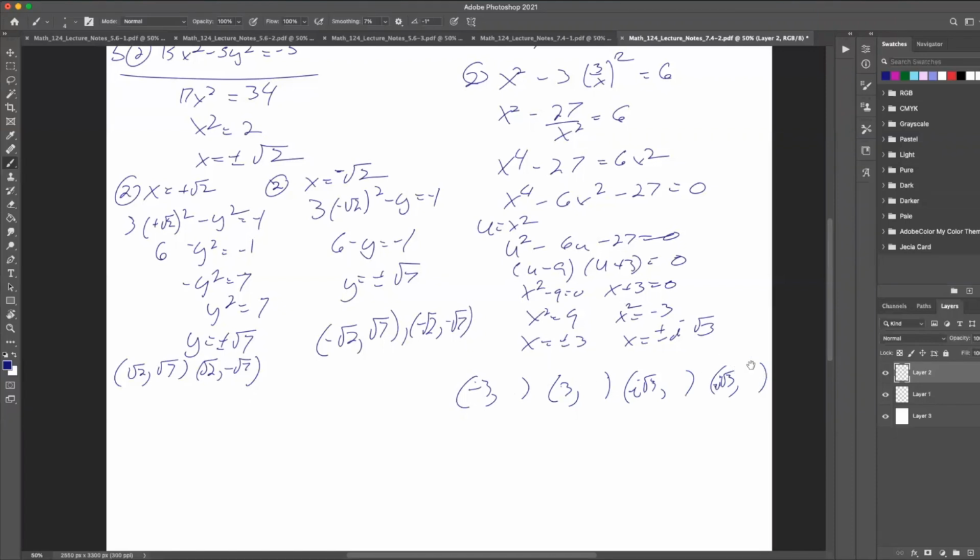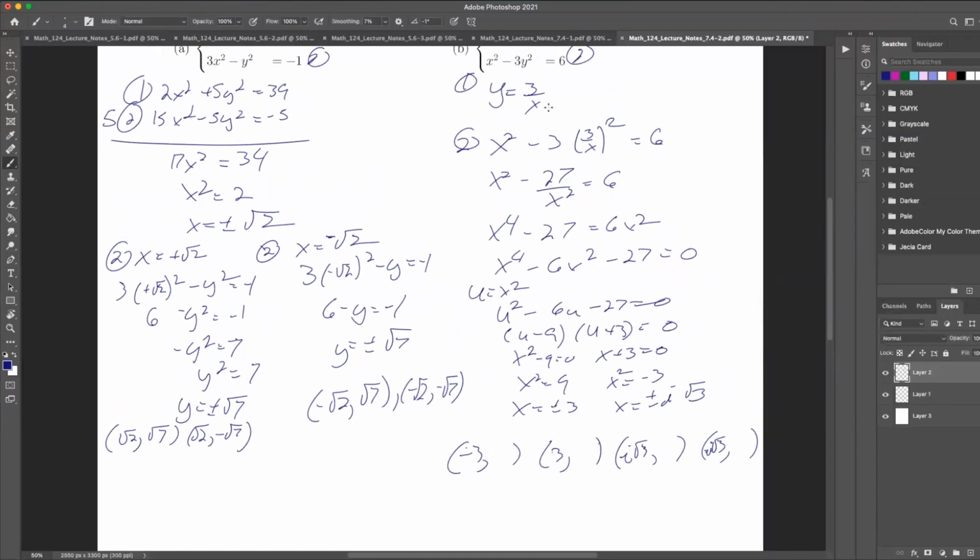And so for each one of these, I'm just going to plug it into equation 1, right? So I have y equals 3 over minus 3, so y equals negative 1 in this case. Here I'll have 3 over positive 3, so y equals 1. Here I'll have 3 over i square root 3. I wouldn't even worry about making this simpler, just write it as this. And then here I'll have 3 over minus i square root 3. And so here I'm just plugging it all back into the first equation up here.